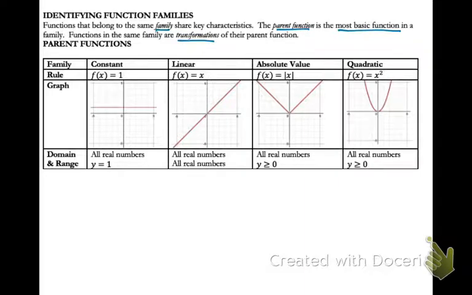Another thing is that if you look in our table at the very bottom, you'll see domain and range. So we're going to talk about the domain and range of each of these equations and graphs. I'll go back to that in a second. First I want to point out that parent means the most basic function in the family.